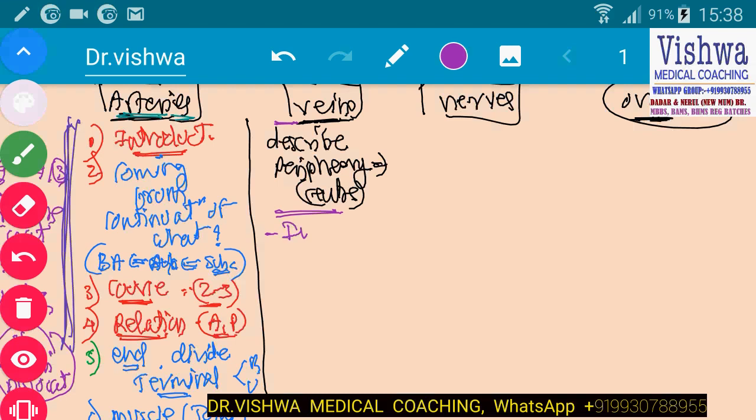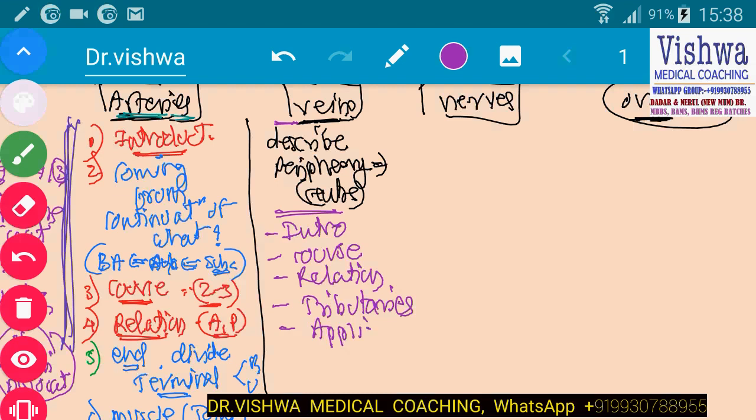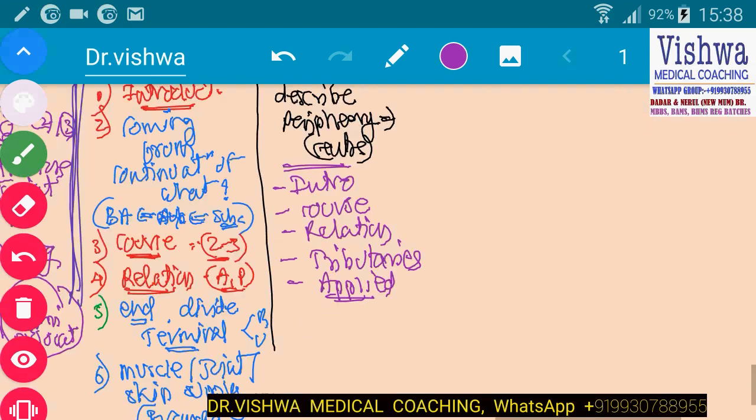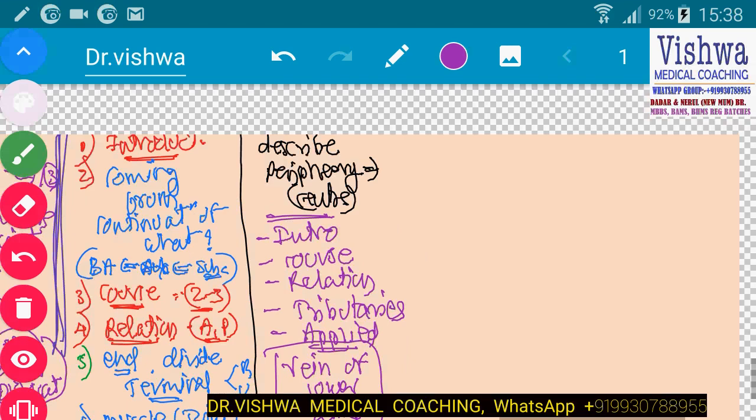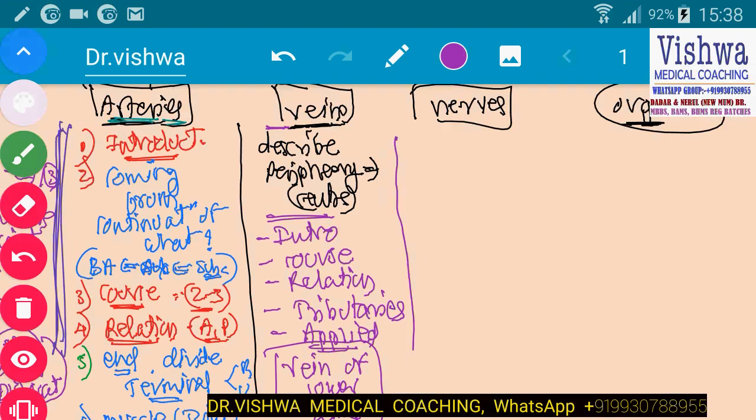So again, introduction, course, relations. I have not seen branches here. Here we have tributaries, and then we have applied. Most commonly vein that is asked is the veins of the lower limb. So describe those veins in those points. Describe the vein in those points.